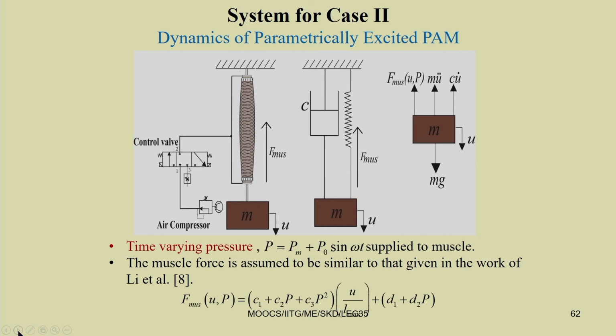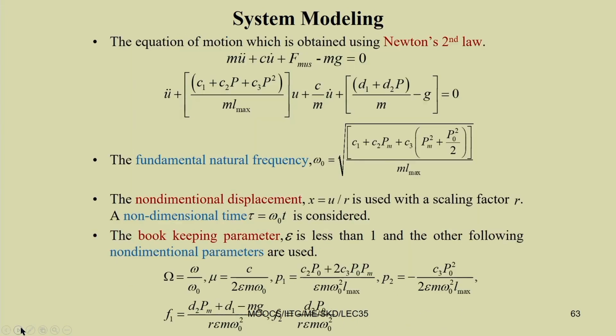So, in that case the same equation we are taking, that is F muscle equal to U p, that is C1 plus C2 p plus C3 p square into U by L plus D1 plus D2 p. So, here we have taken 5 parameters: C1, C2, C3, three parameters, and D1, D2, another two parameters. So, 5 muscle parameters we have taken. This part is a function of U and this is independent of U. So, that is why we have taken 2 parts.